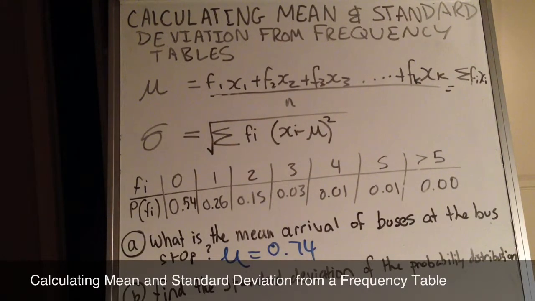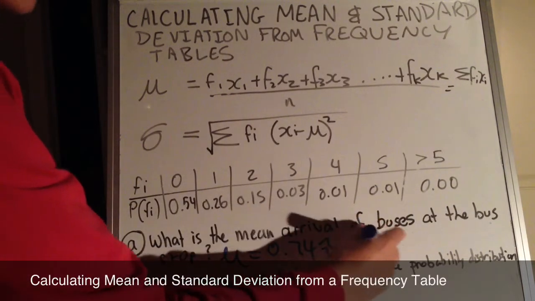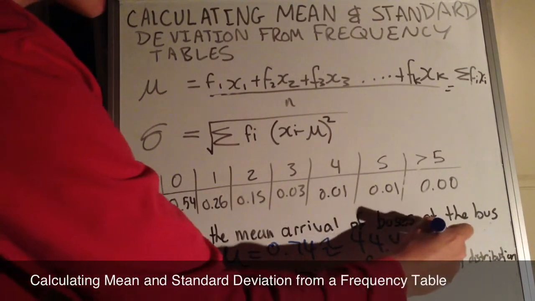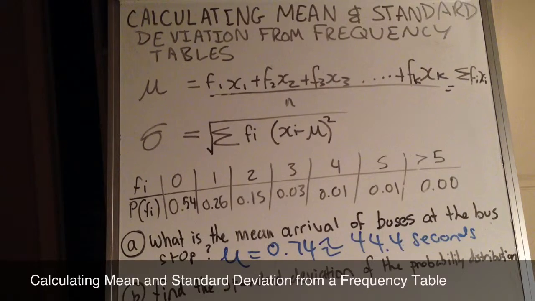0.74 minutes. Okay, so in order to change this into a term that we can work with, essentially what we can do is, well, there's 60 seconds in a minute, so 0.74 times 60 tells us that it's generally going to be around about 44 seconds late. 44.4 seconds late. That's a pretty good bus service there.